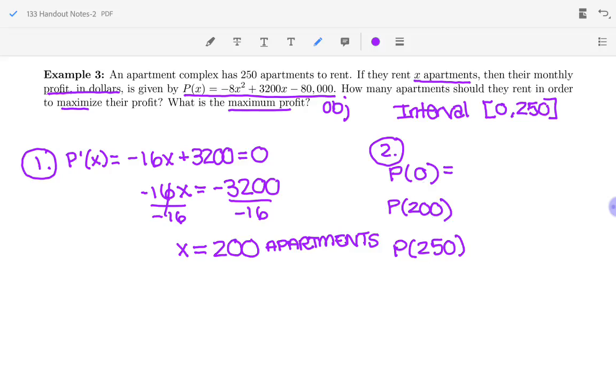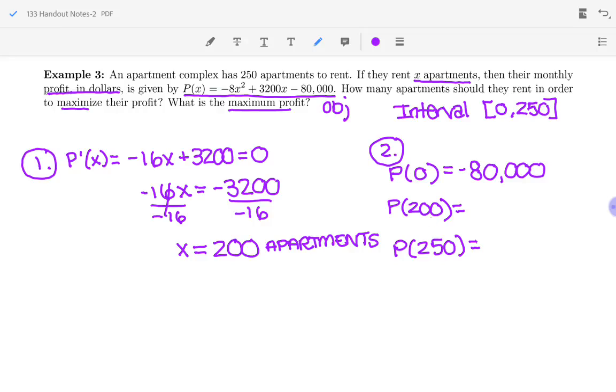So if we plug in P of 0, we're looking for y values here, so we're going to plug into the original. If they rent out 0 apartments and they own this apartment complex, their profit is negative 80,000, which seems right because profit comes from revenue, how much money you make in, minus the cost it takes to own the apartments. So if they have no revenue from renting 0 apartments, then they're going to be out $80,000 every month if they don't rent out any apartments for this apartment complex that they're paying for.